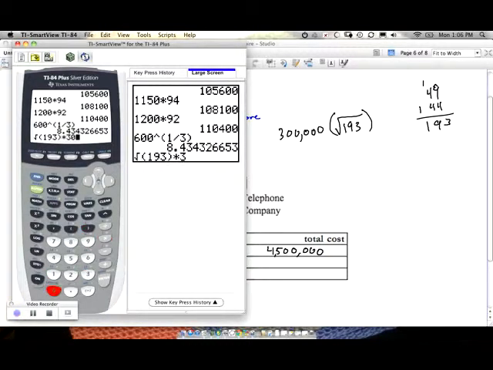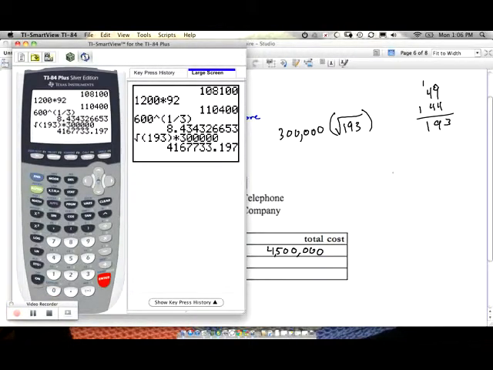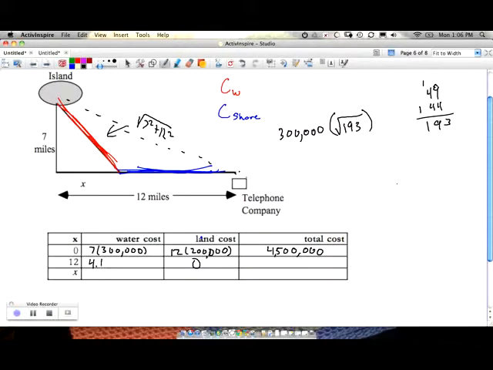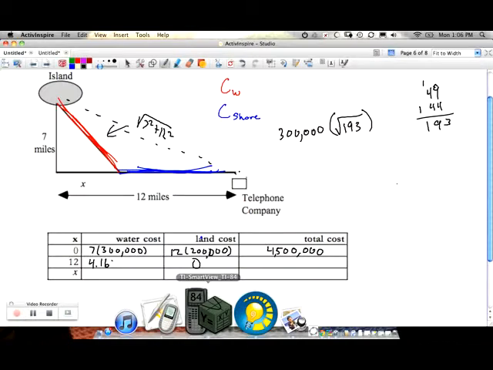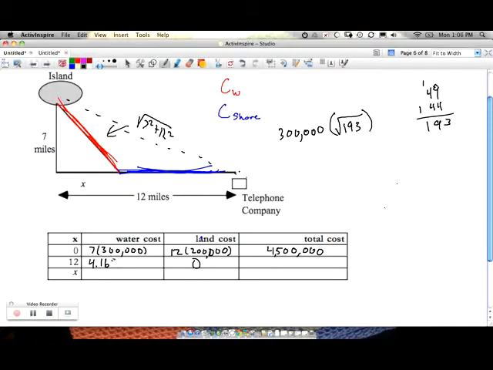What do we get? About 4.1 million. So 4.167733. 4.16. What was it after that? I already forgot. 7733. So almost 4.16 million there. 4.17 million. So we got 4,167,733 dollars. That's a lot of money.